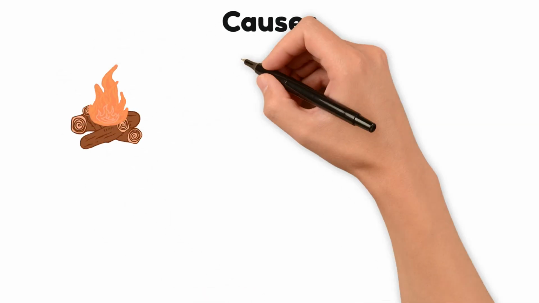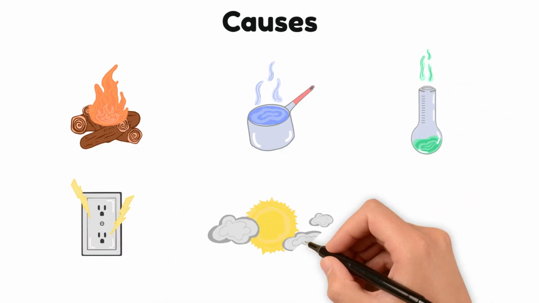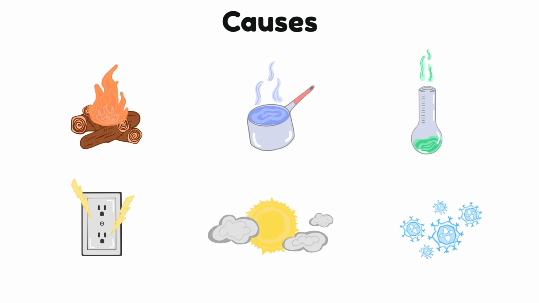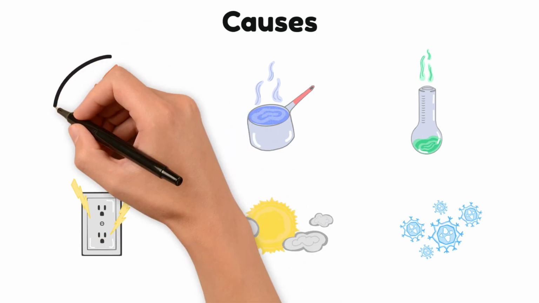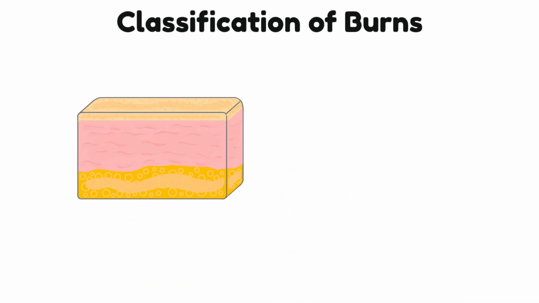Sources of burn injuries can include direct and indirect contact with fire, hot objects, steam, chemicals, electricity, radiation, and even extreme cold. For the purposes of today's video, we're going to focus on thermal burns from fire and hot objects. When caring for a burn patient, it is important to assess the degree of injury. Based on how far the burn has progressed inward, we can assign a numerical value to that burn.